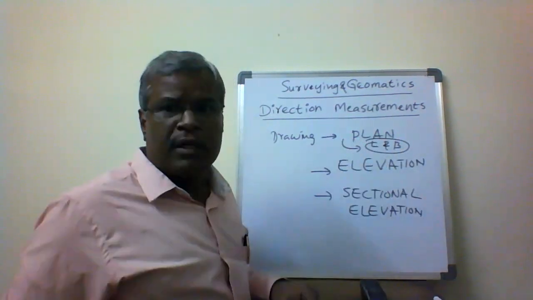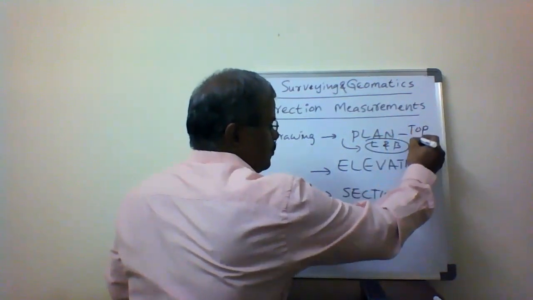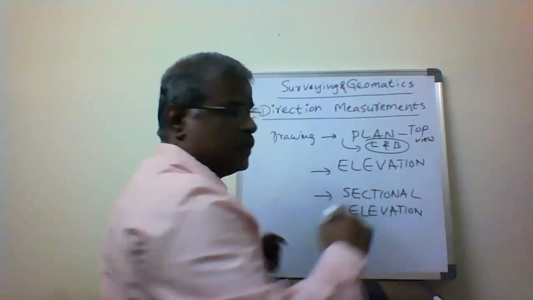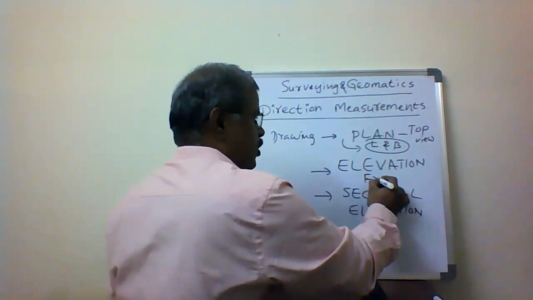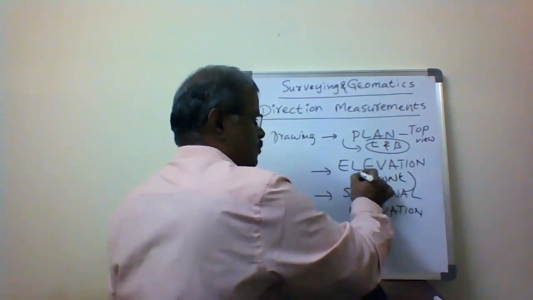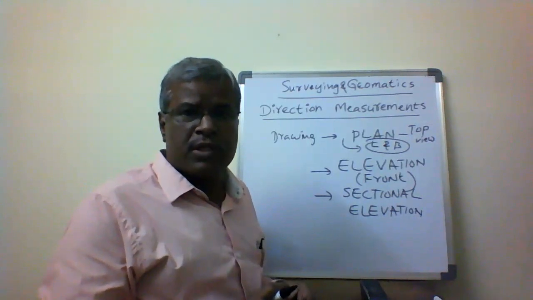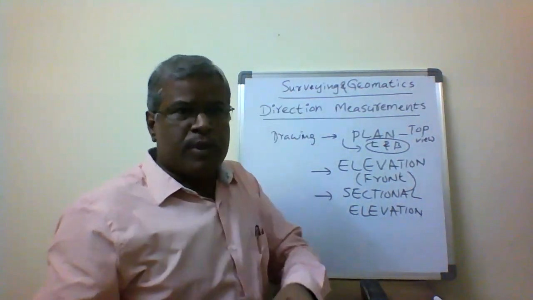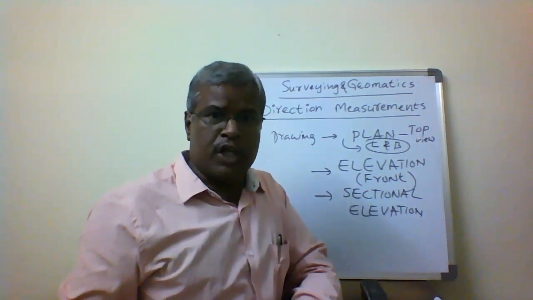I want to prepare a plan. I will require the length and breadth. Plan is going to be called the top view. Elevation is going to be called the front view. For any object, from the top, what measurement can we see? That measurement is length and breadth.